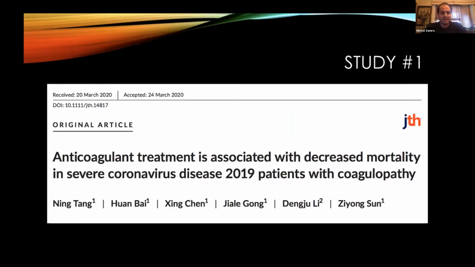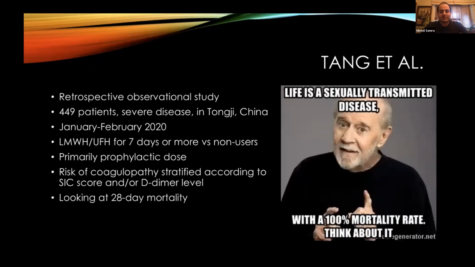So we're going to talk about 3 studies. The first 2 we're going to talk about briefly because they're older, and we're going to talk about the third one, which is the new one, and that's really the one that we're going to go into depth into. So this is a study by Tang et al., which was first published in March, which was a retrospective observational study where they looked at about 450 patients in a suburb of Shanghai, China. And this was very early on in COVID, so this was January to February 2020.